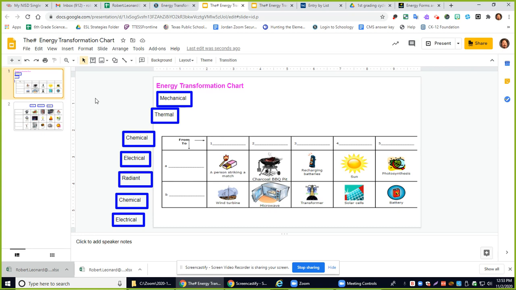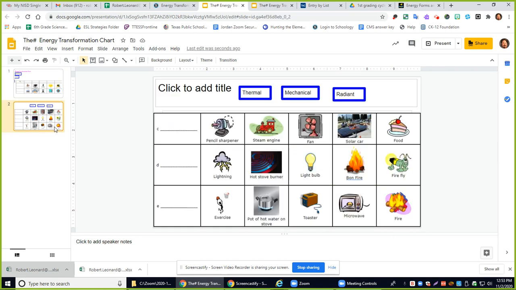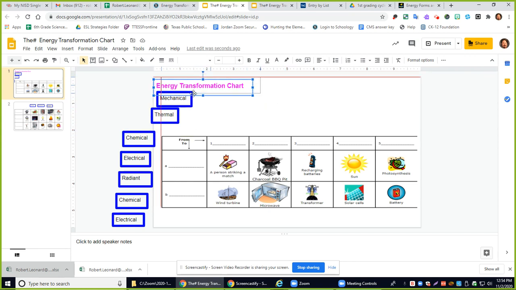Well, the column I just went down. So you have striking a match, a wind turbine, you have a pencil sharpener, lightning, and exercise. What do they all have in common? They are all moving. So which one of these words means moving? Mechanical. Kinetic, yes, but mechanical would be our answer. So that one, I don't have any disagreements with. Okay, good enough, mechanical. So I'll grab mechanical there.